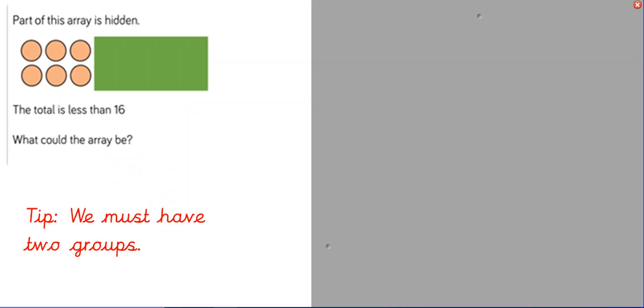Okay, this is your last question then today. So part of this array is hidden. The total is less than 16. What could the array be? So a tip would be we must have 2 groups. So your calculation would be 2 multiplied by something equals something less than 16. So 14 is probably the highest you can go there. Okay, so what would that number be?